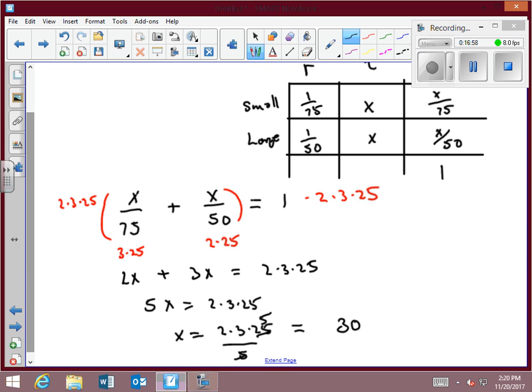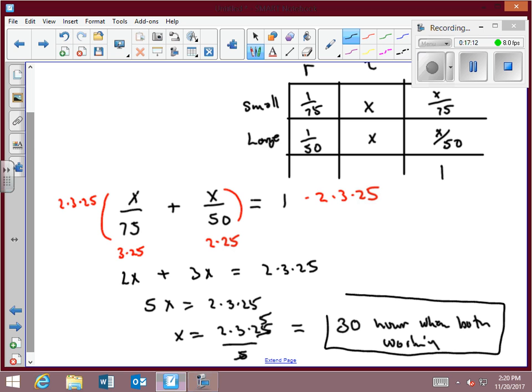5 is 30 hours when both are working. 30 hours to cool the room 5 degrees when both are working. It says something about that would be both of them working full blast.